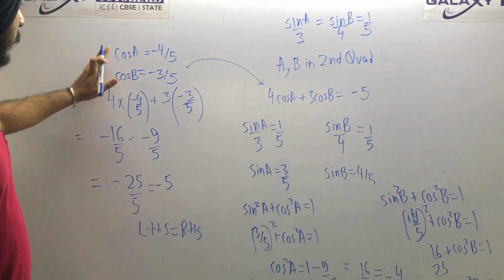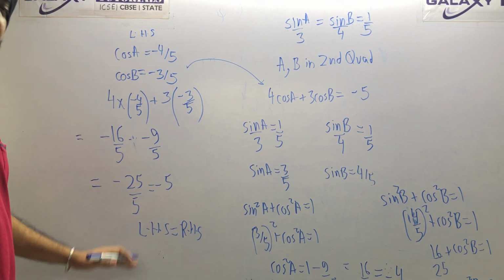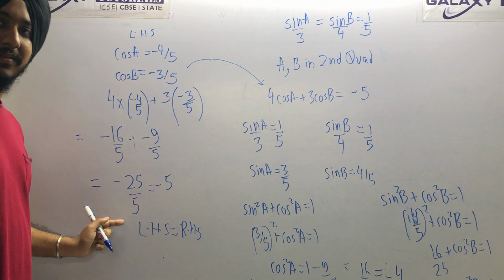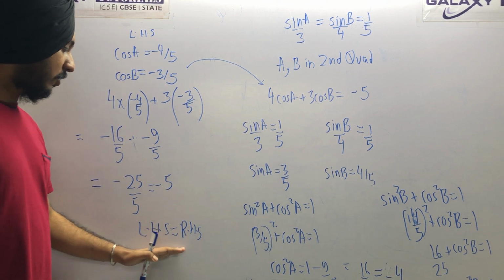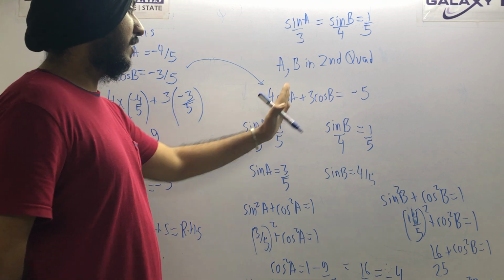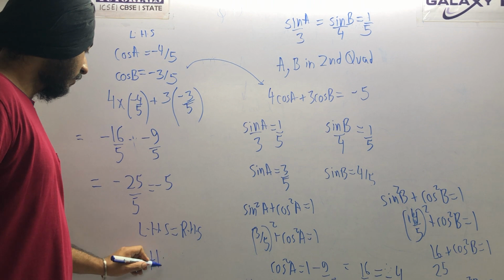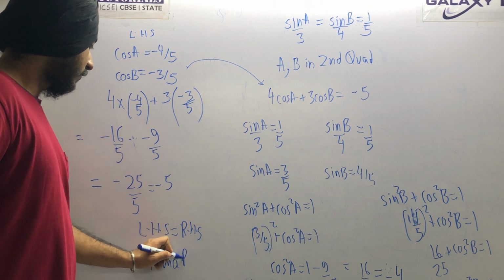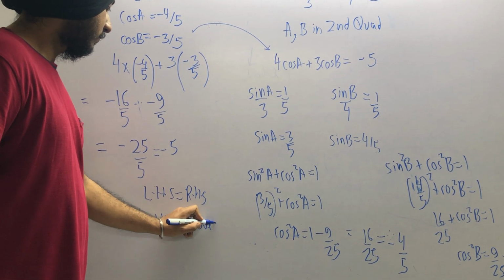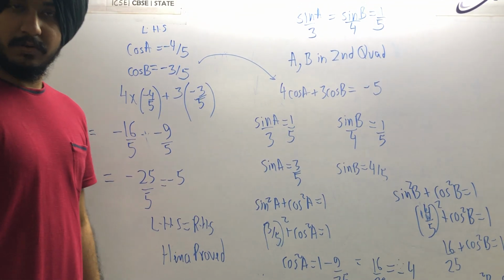Just write on the top before solving, LHS. You will put the values in LHS, so just write here LHS and then solve like this. And at the end write LHS is equal to RHS. LHS means left hand side, RHS means right hand side. This is the left hand side, this is the right hand side. Both are same, so you can write here hence proved. Okay, this was the question number 2.